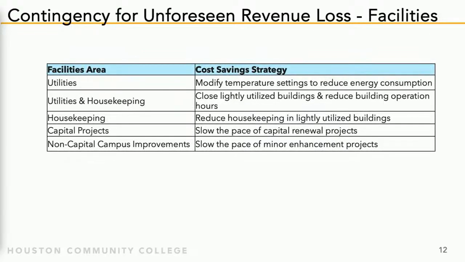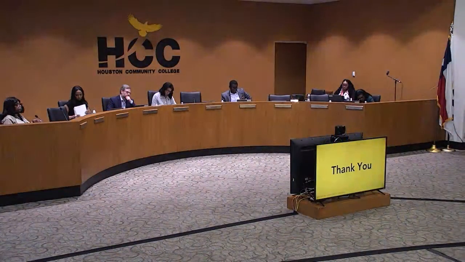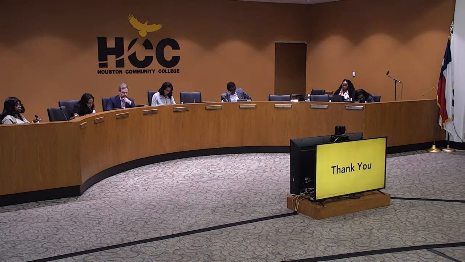And then in terms of facilities, Bob would take care of the utilities, modifying temperature settings to reduce energy consumption, closing lightly utilized buildings and reducing building operation hours, reducing housekeeping. Capital projects, I think, would bring the biggest benefit: slowing the pace of capital renewal projects, assuming that no safety is jeopardized in the process, and then slowing the pace of minor project enhancements. And that's what we had in terms of contingency plans.